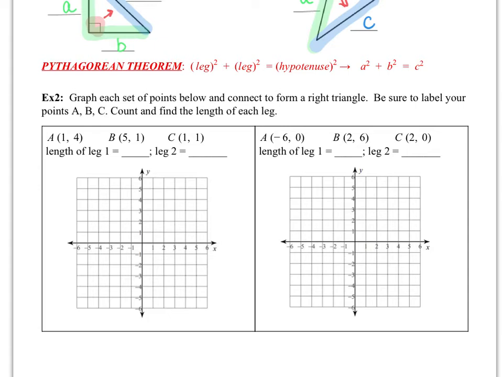So first, we're going to graph each set of points below, and we're going to connect them to form a right triangle, and we're going to label our points A, B, and C. Then we're going to count and find the length of each leg. So first, let's label point A. So point A would be over 1 up 4, because that's my x and my y.